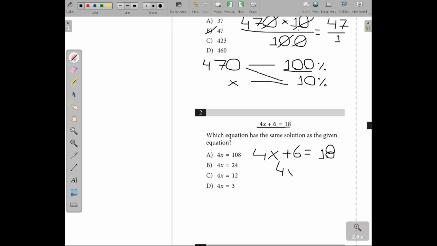So 4x plus 6 equal to 18. Now the 6 goes to subtract, minus 6. This is equal to 4x equal to 18 minus 6, 12. And we can stop here because we see that these equations are the same. So if the equations are the same, they're going to have the same solution. Our answer is C.